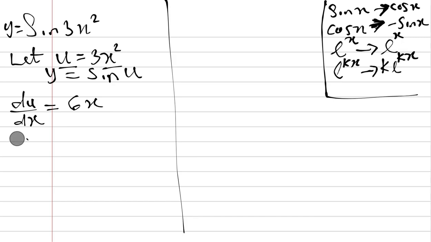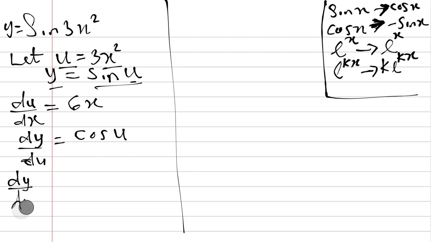Then dy du, differentiating y with respect to u. Now if you differentiate sine u, what will you get? You will get cos u. That is what I just explained in that video there. So now let us do our dy dx. Our dy dx is equal to du dx multiplied by dy du. Are you seeing that now?